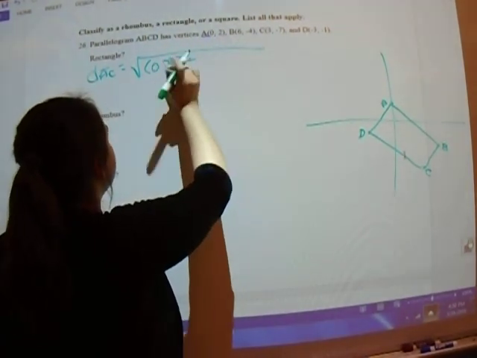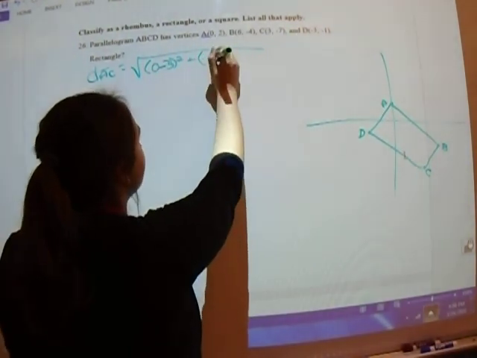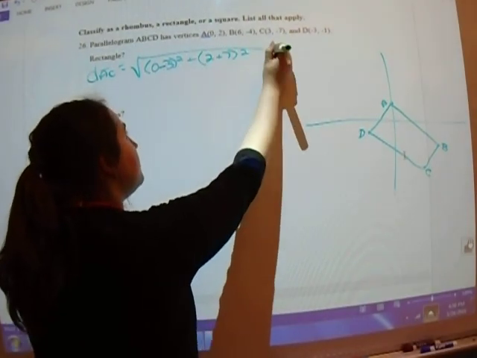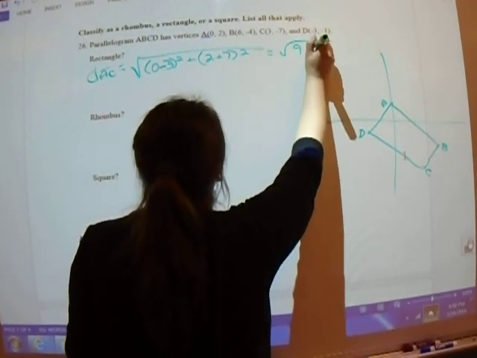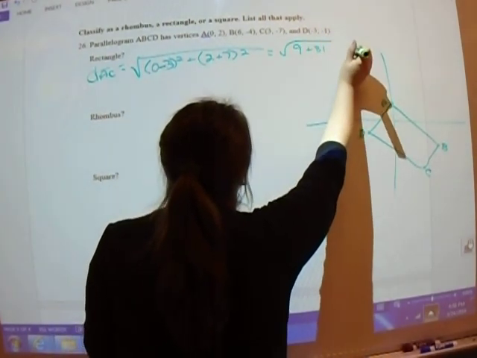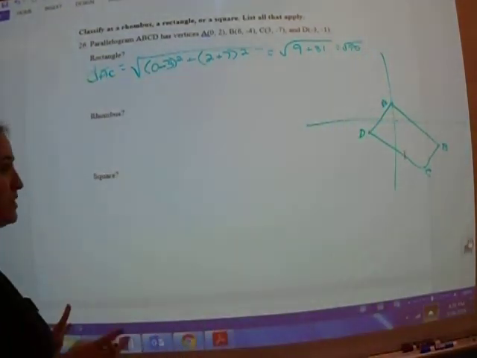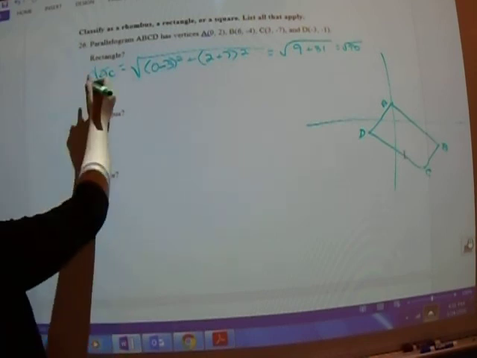Oh, no, 0 minus 30, sorry guys, taking me a minute. And 2 plus 7, right? 2 minus -7 squared. So we end up with the square root of 9 plus 81. We get the square root of 90. And you don't have to simplify this simply because it doesn't really matter so long as we get the square root of 90 for the next one.